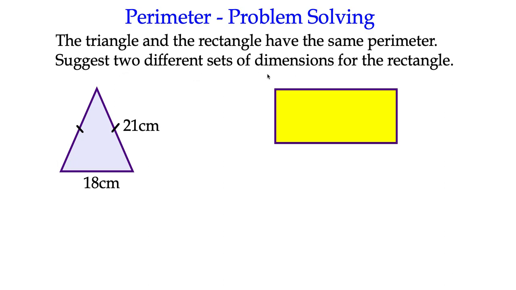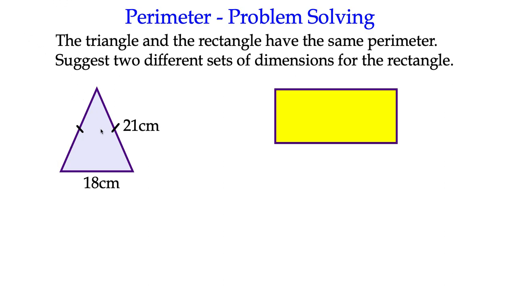Suggest two different sets of dimensions for the rectangle. So a dimension is just a length or a breadth. So it suggests that there's maybe more than one answer. So the first thing we're going to have to do is to work out what we've got to work with. What is the perimeter number that we're dealing with? And we can get that information from this triangle here on the left hand side.